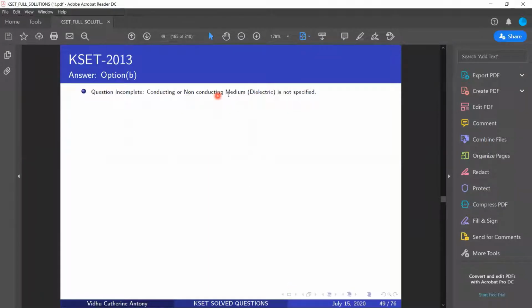Whether you're talking about a non-conducting medium, it's a dielectric. A dielectric basically means an insulator, right? So let's look at this. If I'm looking at reflection, I'm going to give you all the different cases that are there, so that it's a good way to remember all the formulas so that you can apply them to a different question.